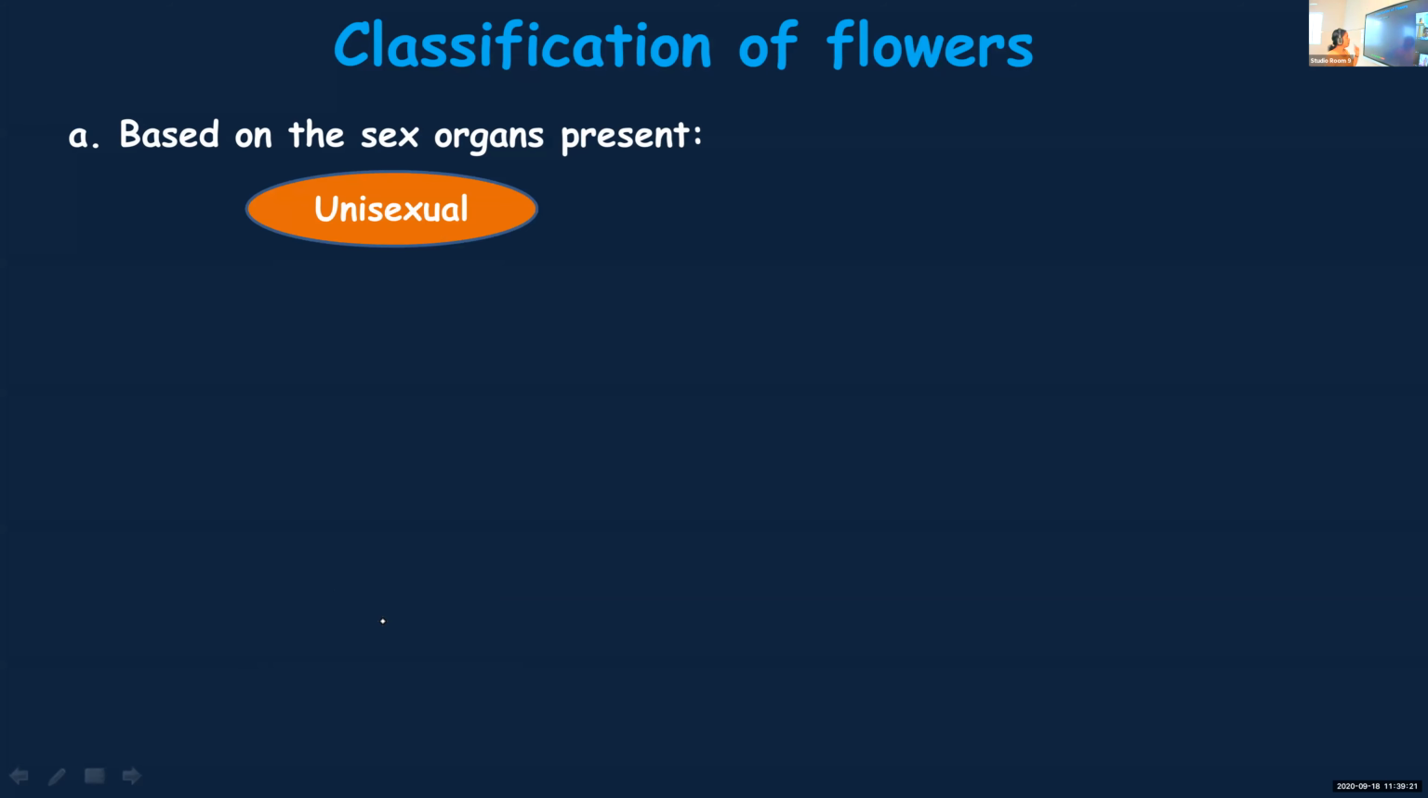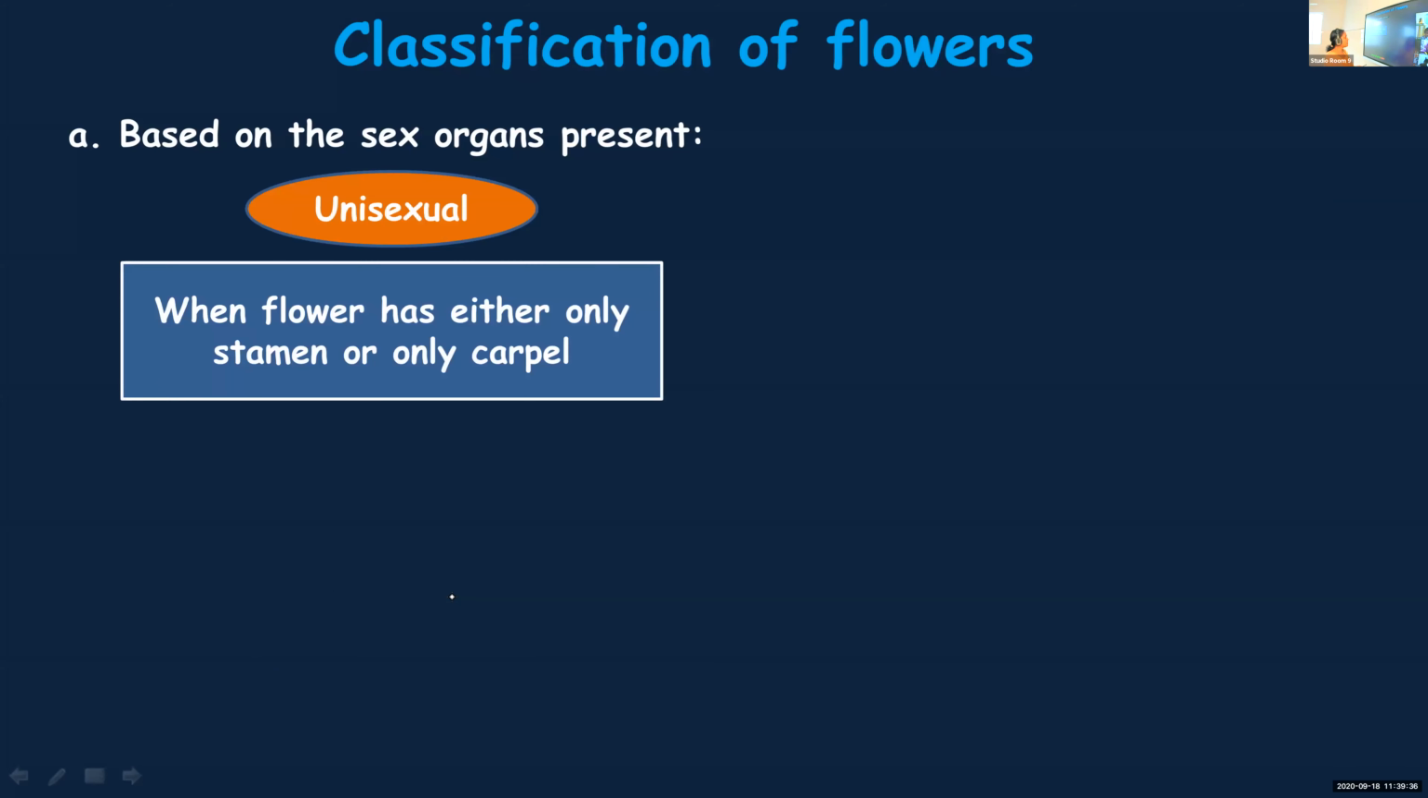And we have unisexual and bisexual flowers. So based on the sex organs present, you can categorize flowers into unisexual and bisexual. So let's see what are unisexual flowers. When the flower is having either stamen or carpel, both will not be present in the same flower, then you call it as unisexual flower. Uni, one, sex, only one sex organs are present, either male or female.